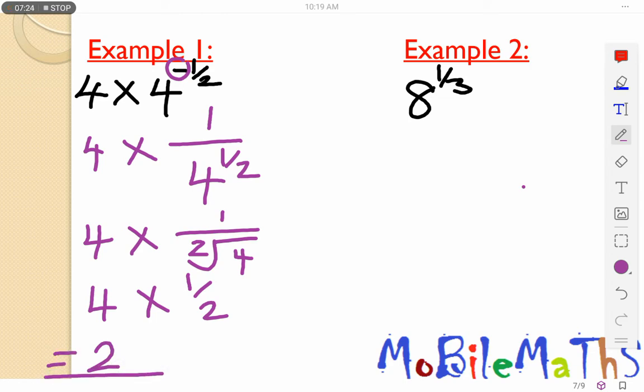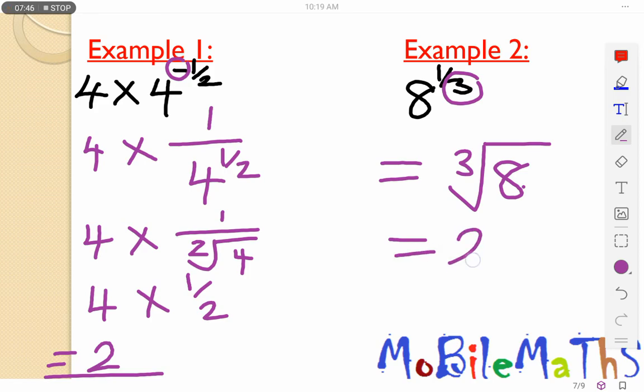Let's look at the next example. The next example is 8 to the power of 1 over 3. So we do the same. In this case, our denominator is 3, so I'll get the cube root of 8 there. Cube root of 8, we get 2.